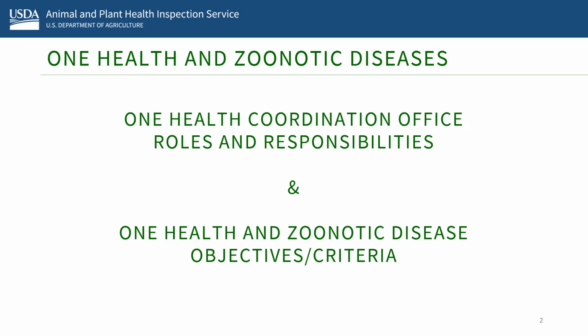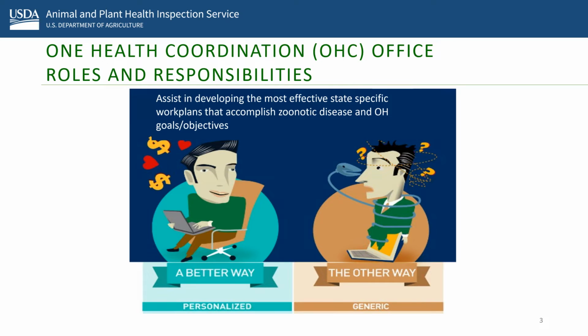I'm going to provide you a brief overview of the One Health and zoonotic disease goals and objectives regarding the Umbrella Cooperative Agreements. I'll also cover the roles and responsibilities of the One Health Coordination Office within USDA APHIS Veterinary Services. The One Health Coordination Office is here to assist program managers and recipients as needed to develop the most effective state-specific work plans that accomplish the goals and objectives in support of our mutual One Health and zoonotic disease mission. Think about One Health issues and zoonotic disease issues like any other program disease or foreign animal disease.